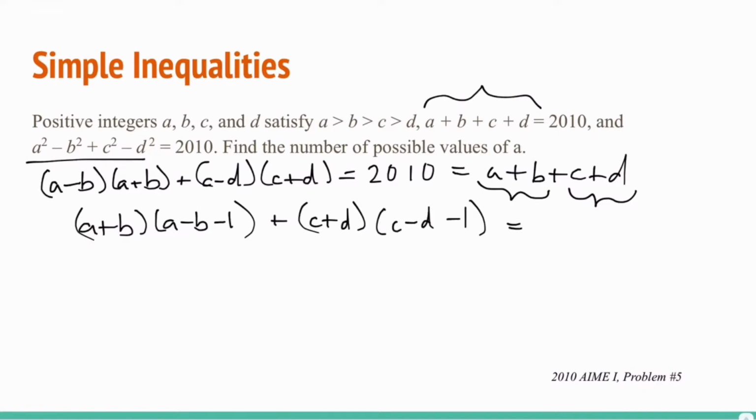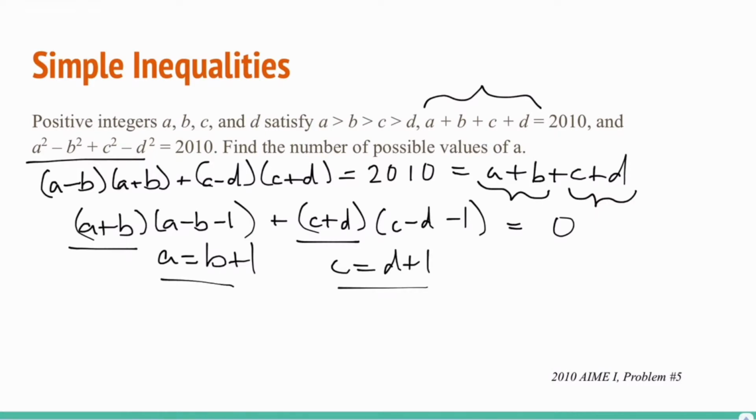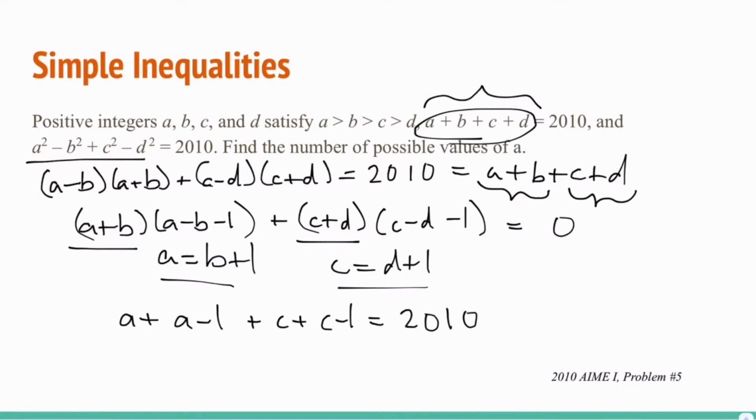- 1) = 0. Now we know that a + b has to be greater than 0, and so does c + d, because they're all positive integers. So that means that a = b + 1 and c = d + 1. From these two equations, we can simplify this again. We get a + a - 1 + c + c - 1 = 2010, or a + c = 1006.